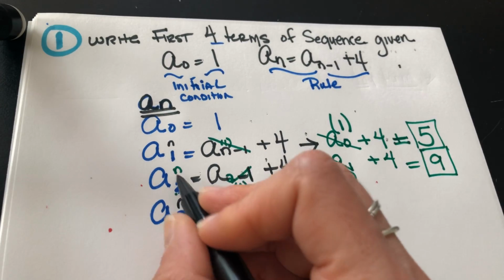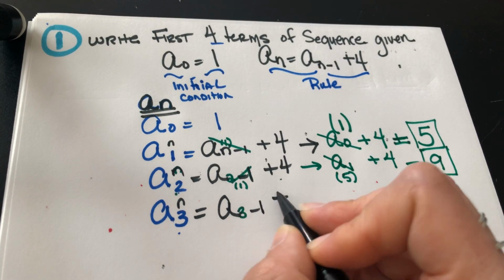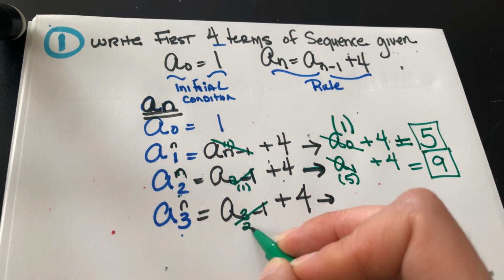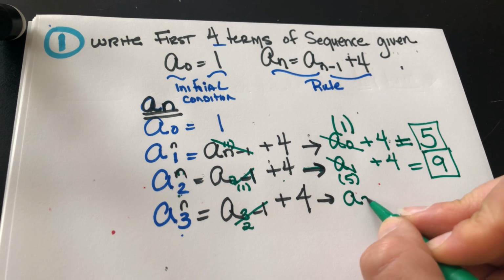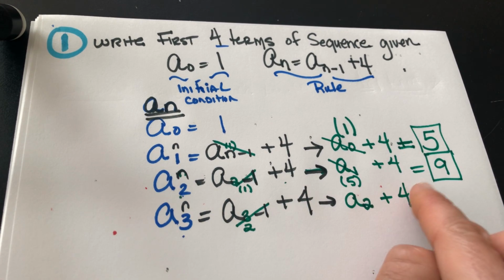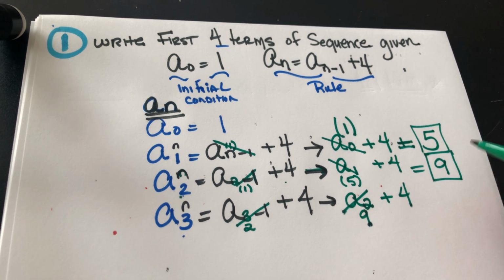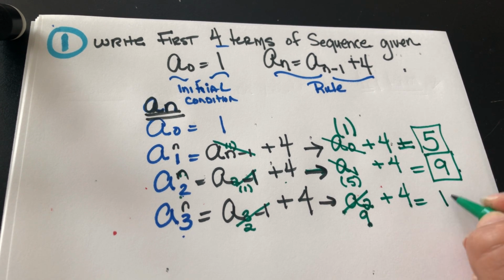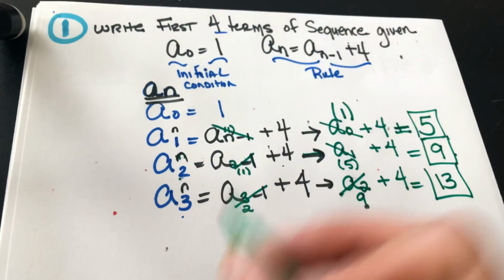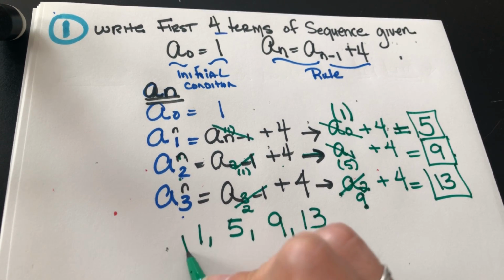Again, this is my n. Let's substitute my n in. 3 minus 1 plus 4. All right, 3 minus 1 is 2. So what that means is I want A of 2's term, and then I want you to add 4 to it. A of 2, the answer for that term was 9. Let me replace this with 9, because again, this value is A of 2, and let me add 4, and I get 13, needing the term prior to it. So the answer for the first 4 terms are 1, 5, 9, 13.